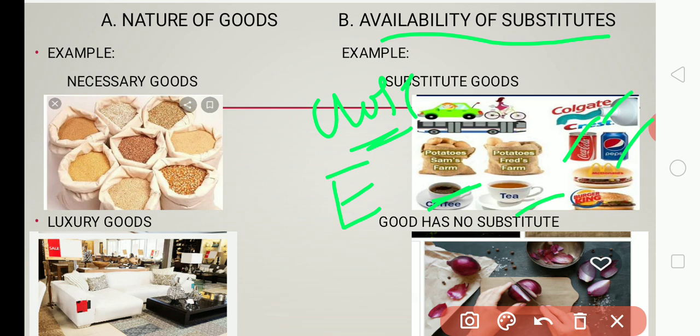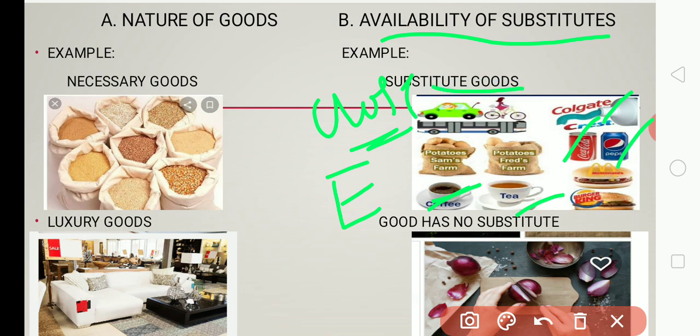Because people compare the prices of substitute goods and cheaper goods are purchased. So it will be like food items, soap, toothpaste. For these goods they'll compare the prices between the goods and they will go for the cheaper one if there is an availability of close substitute.